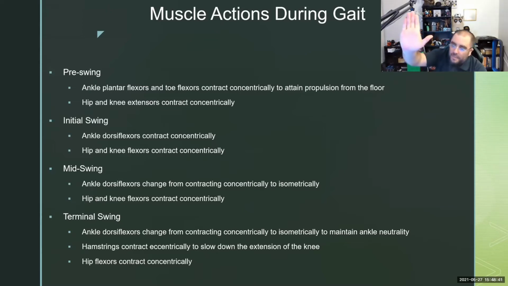And in terminal swing, I'm getting ready to land back into initial contact. My dorsiflexors stop pulling upwards and start holding isometrically so my foot can eventually roll through again. Hamstrings contract eccentrically to slow down knee extension, and hip flexors contract concentrically. That is a lot of stuff.